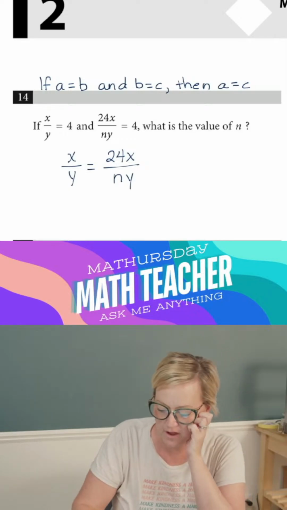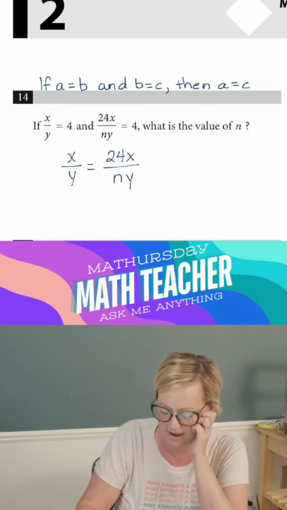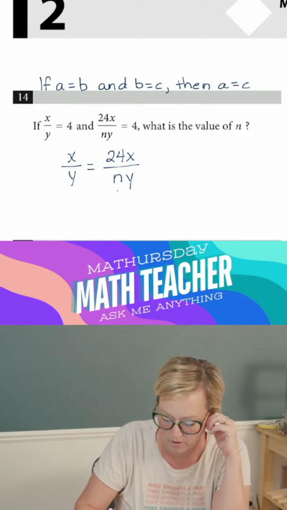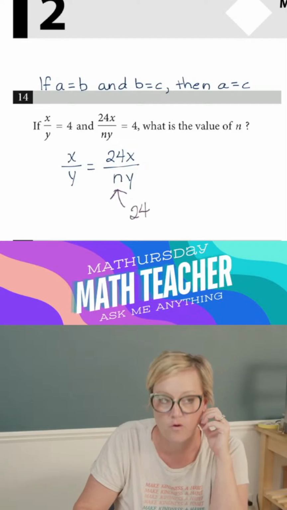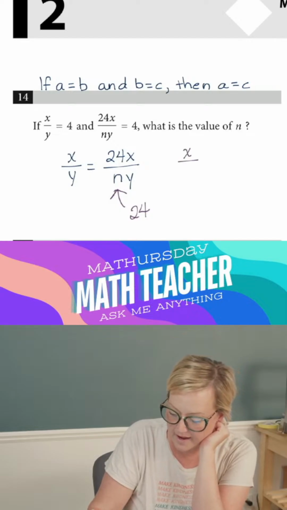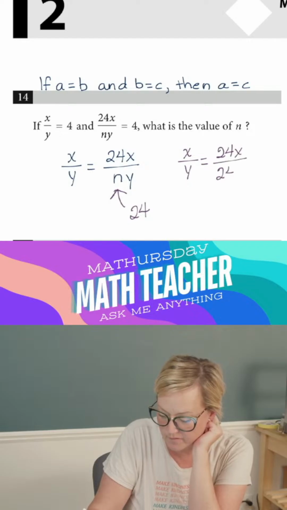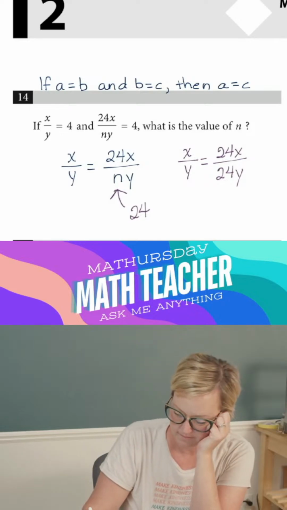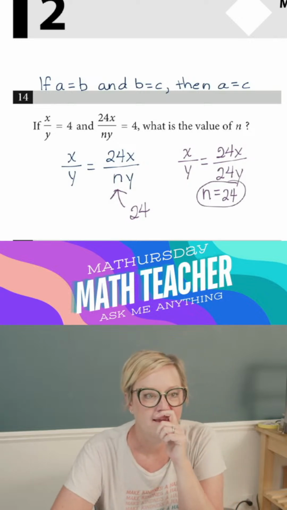So what you want to do is you've got x over y and 24x over ny. If these are going to be the same thing, then n would have to be 24. n would have to be 24 in order for these to cancel out, okay? So x over y equals 24x over 24y. Okay? So n equals 24.